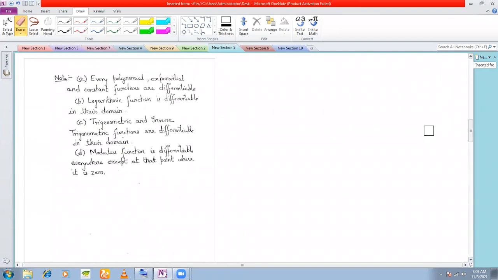You can go through this. This may be important for your multiple choice. Every polynomial, exponential, and constant function is differentiable. Logarithmic functions are differentiable in their domain. Trigonometric and inverse circular functions are differentiable in their domain. The modulus function is differentiable except at the point where it is 0. Okay, so you can go through this.